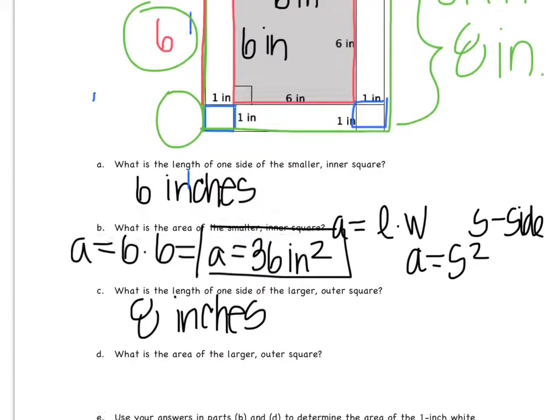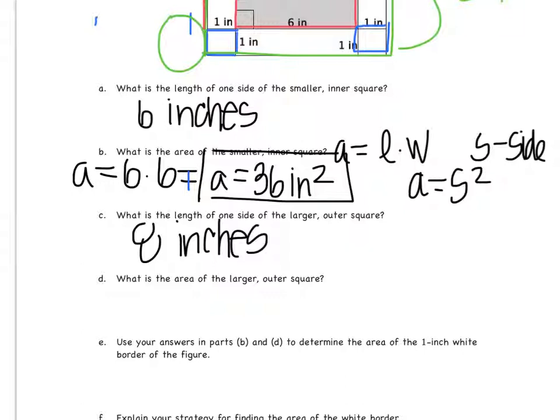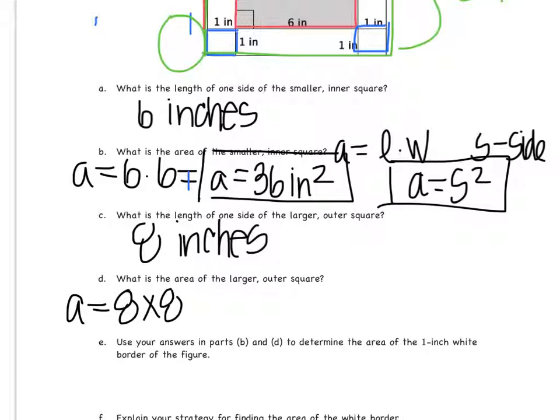Okay, now we want to know what is the area of the outer square. So again, I know area is side squared or side times side. So my area is going to be equal to 8 times 8. So my area equals 64 inches squared.